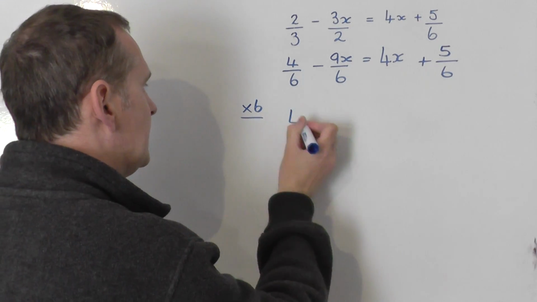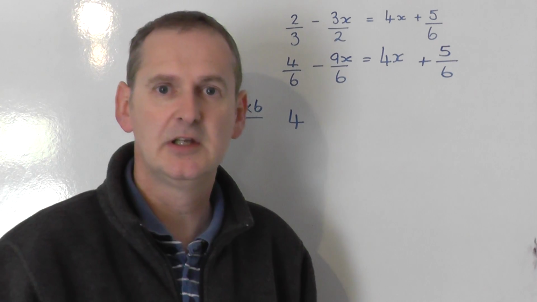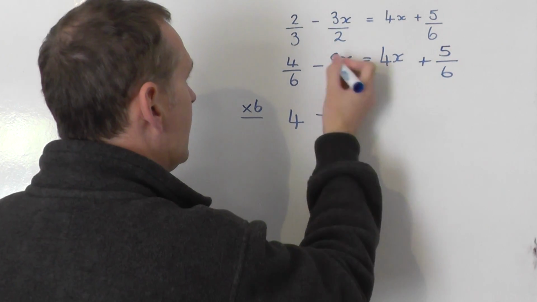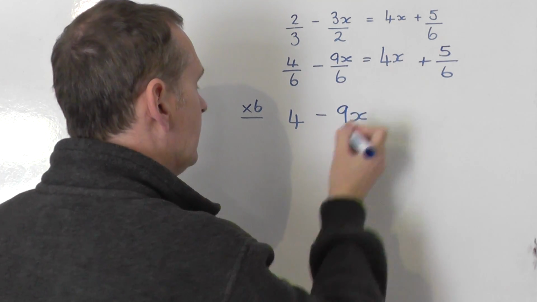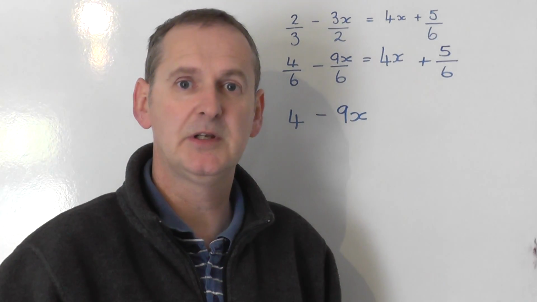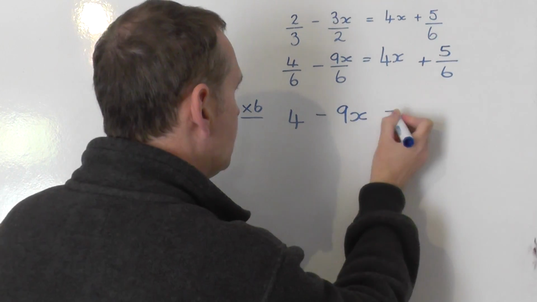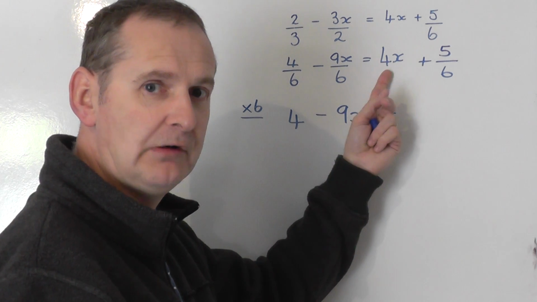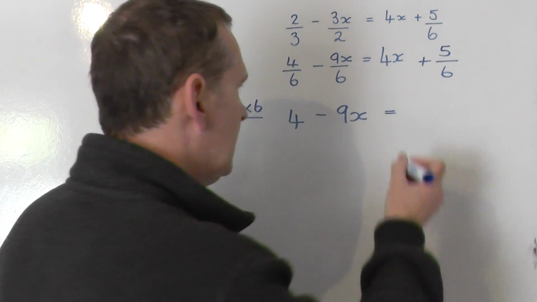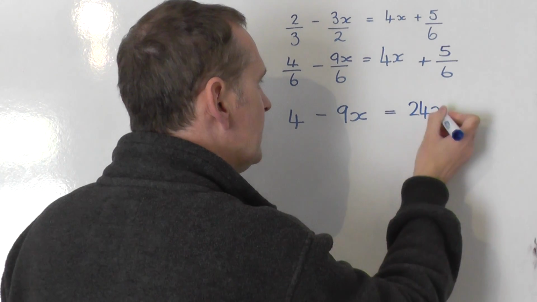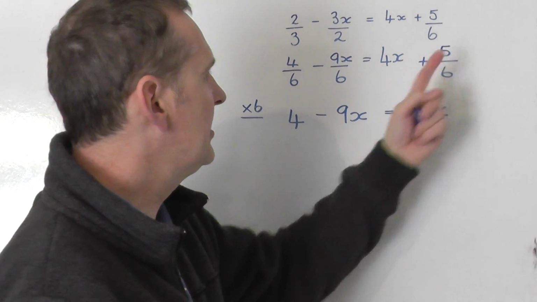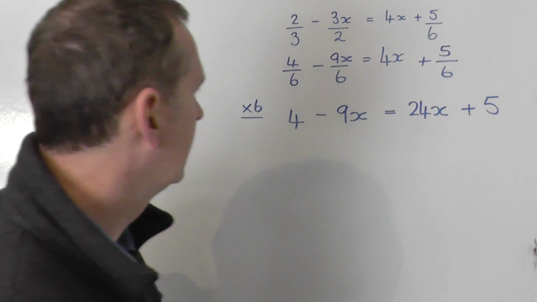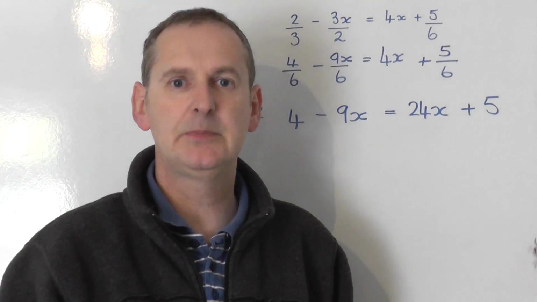If I times that by 6, the over 6 disappears. So 4 over 6 just becomes 4. Take away 9x over 6, if you times it by 6, the over 6 disappears, you get minus 9x. Now don't forget, you need to times that by 6 as well. So 4x does not stay as 4x, times it by 6, you get 24x. Times this by 6, the over 6 disappears, you get plus 5. So we've ended up with all the fractions disappearing.